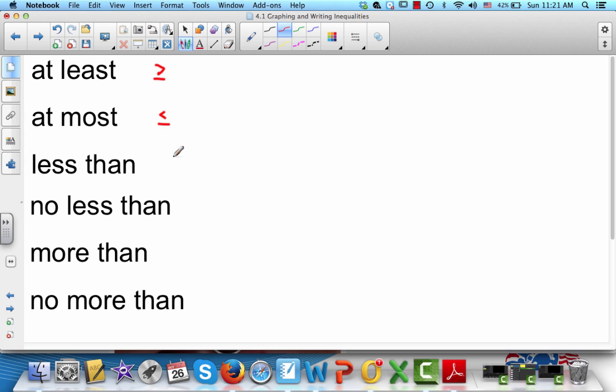Less than is pretty straightforward. Less than symbol. And if it says "no less than," it's going to be exactly the opposite. But when you say no less than, if it's equal to, then it's not less than. So you have to put the equal to symbol also. More than, you know that one. And "no more than" is just like the "no less than." No more than would be less than or equal to.